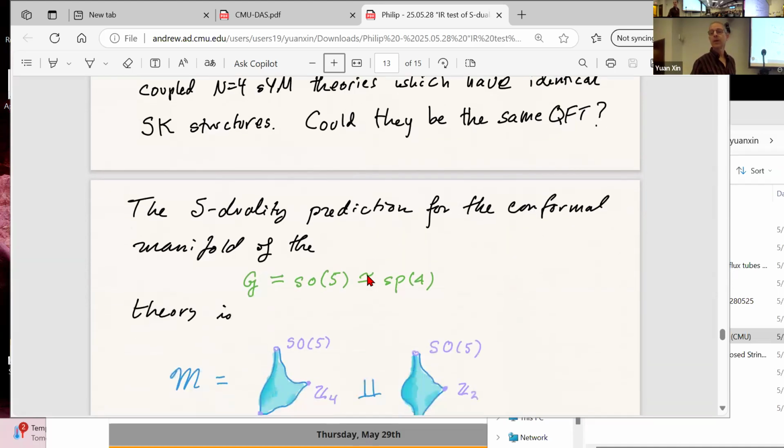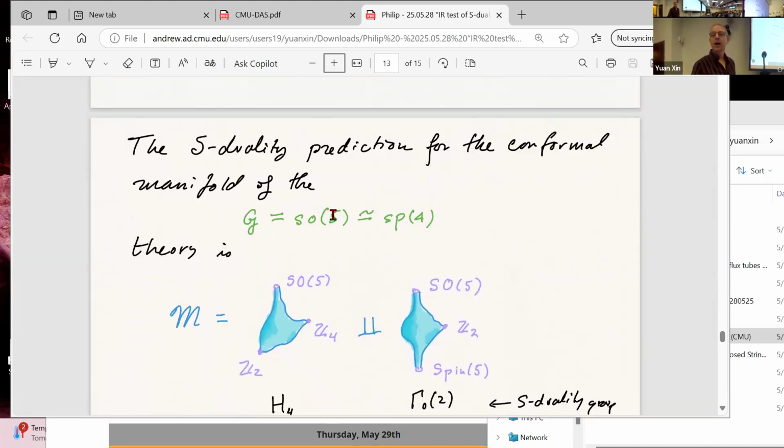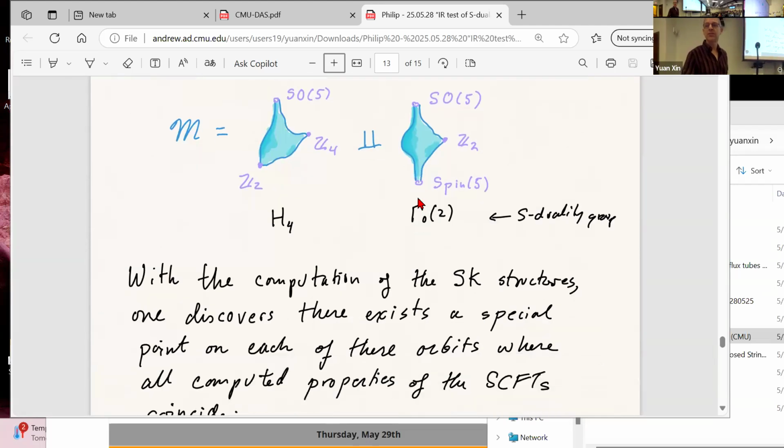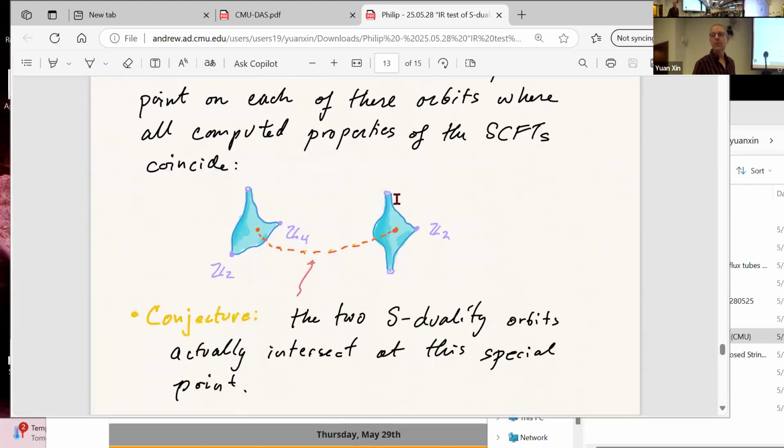And here's the example. In the theory with SO(5), which is the same thing as Sp(4) gauge algebra, it turns out that the S-duality prediction is that there are two S-duality orbits. They have some different shapes. It's just two different connected classes of this theory. This is the lowest rank at which you get these two different connected classes. But if we look at their SK structures, it turns out that there is just one special, but otherwise random-looking point on these two manifolds where the SK structures actually coincide.